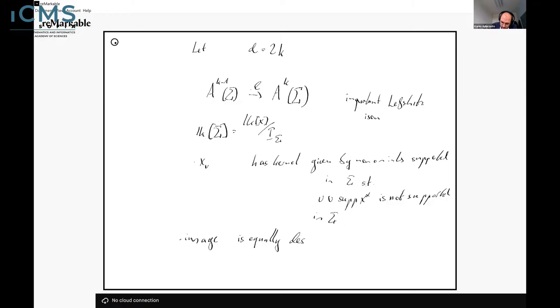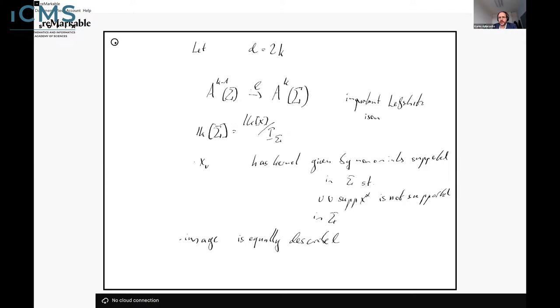So I have these maps that I understand well. And if I'm lucky, the kernel is empty and the image is empty. Then I'm done. And there are indeed cases where this is the case. But in general, it will not be the case that the kernel is zero and the image is everything. But at least we control it.